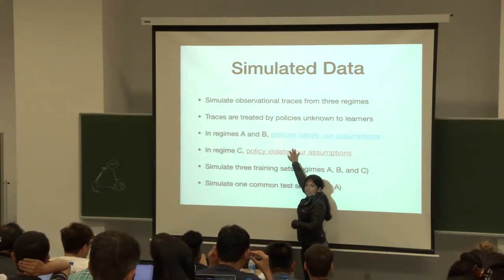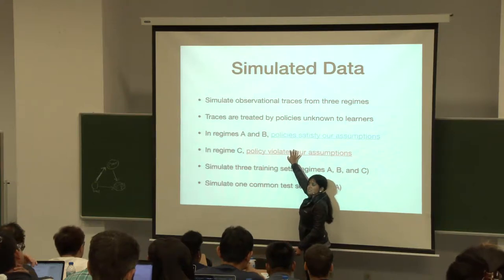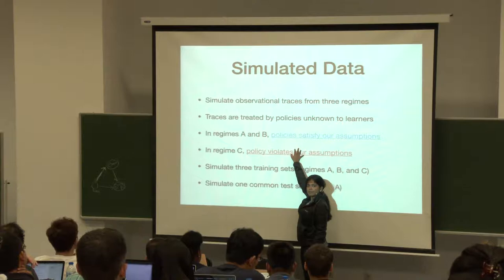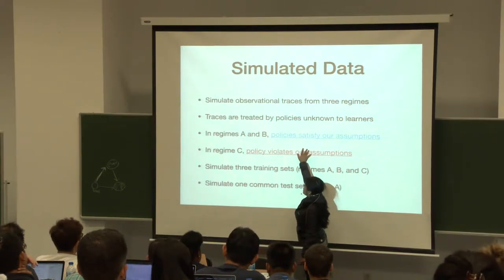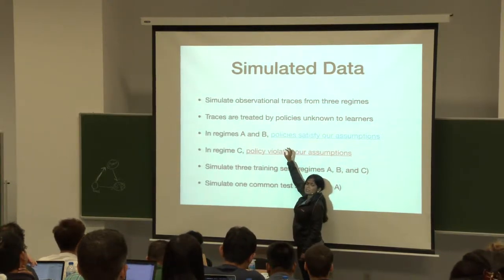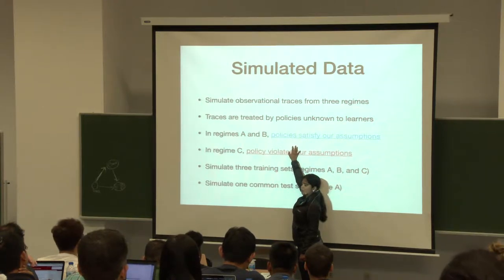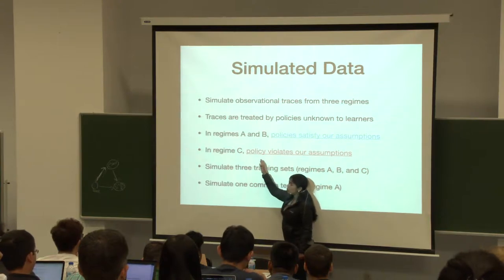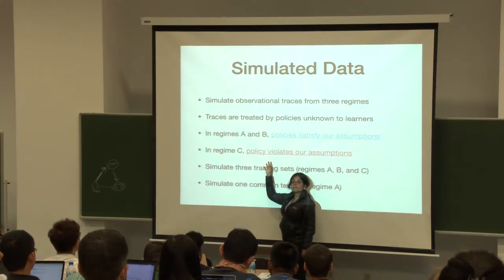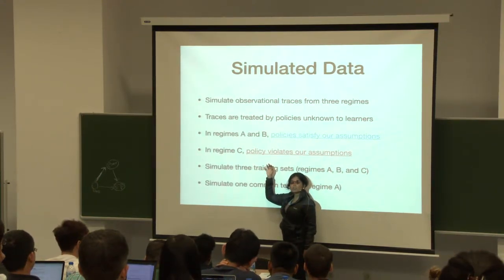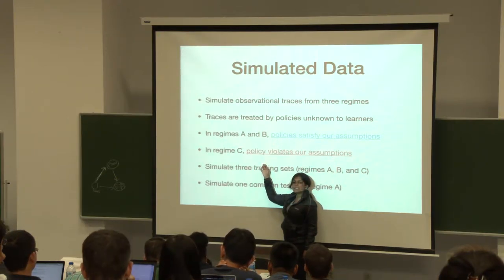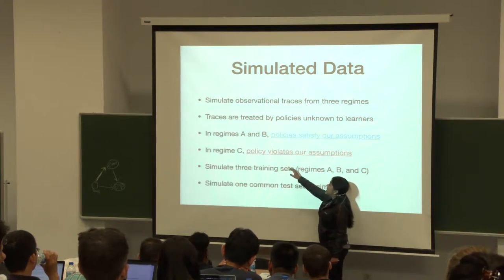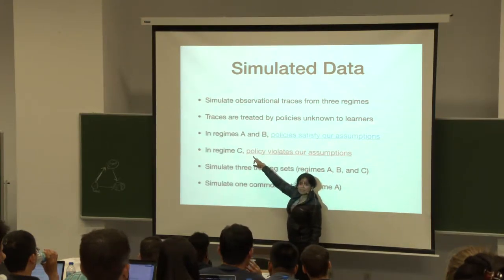People evolve in the same way. The way they react to medications is exactly the same. The only difference is how doctors chose to treat them. That's the only difference between A and B. And in this data, we satisfy the assumptions that are necessary in order for me to estimate the potential outcome model. And now I go to regime C. Regime C is a data set where I'm going to violate these assumptions. So I'm going to violate some of the assumptions that I said I needed in order to be able to estimate these models.